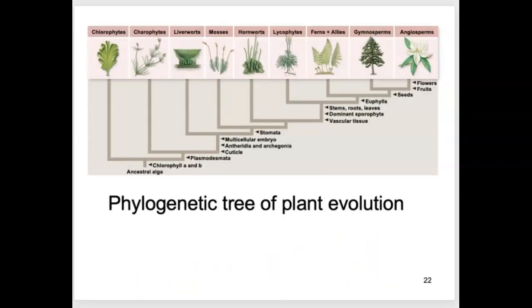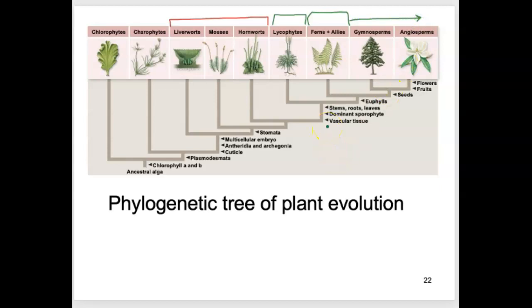All right, so here's our big picture again. We were talking about these different groups. We tackled liverworts through hornworts. Now what we're going to be doing is tackling the lycophytes, and then we'll get into the ferns and their allies, and then keep progressing our way through plant evolution, eventually getting all the way down to the angiosperms.